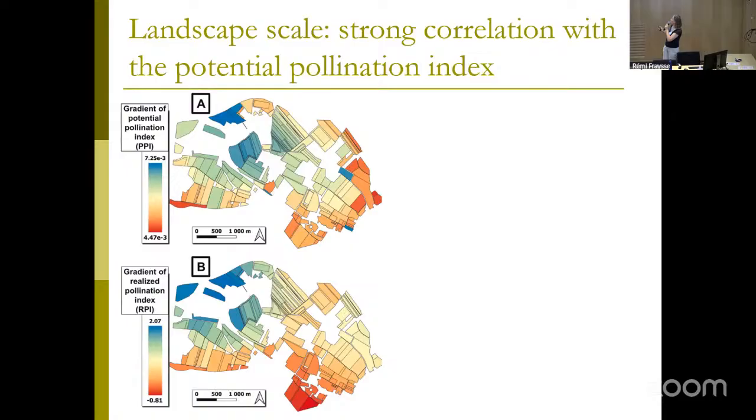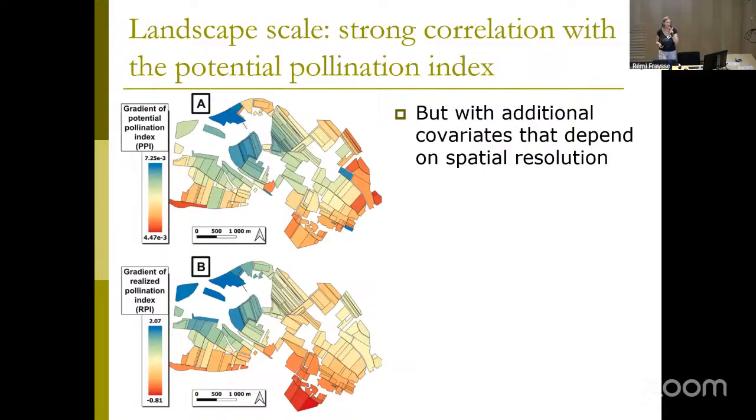On top, you have the potential pollination that is predicted on the basis of land cover and how much resources are present for pollinators and potential pollinator presence. And on the bottom, the realized pollination index based only on crop yield data and pollinator dependence of these crops. And I find it really amazing that the two maps are quite similar, although there are differences.